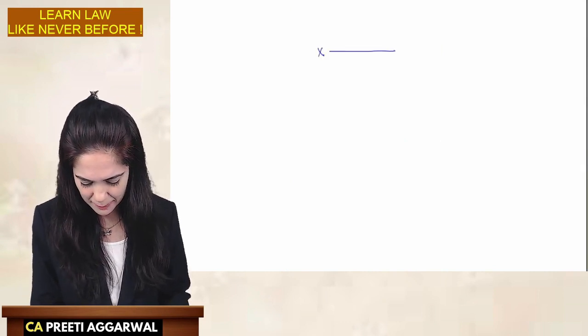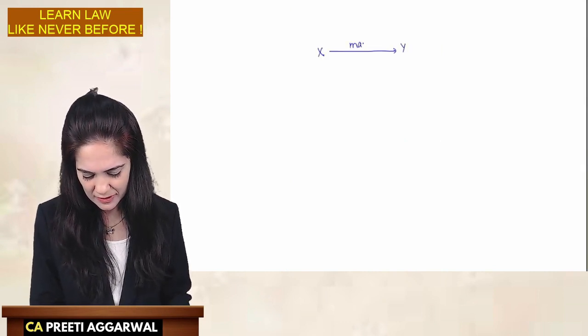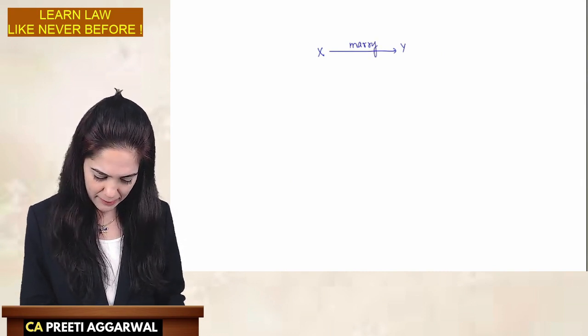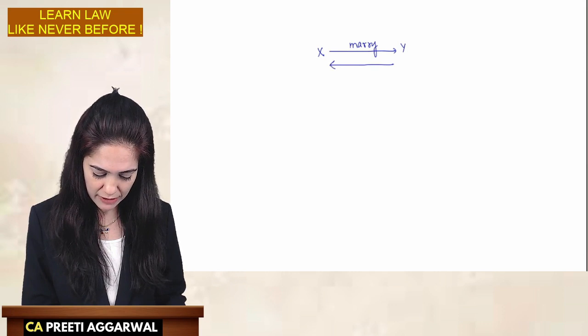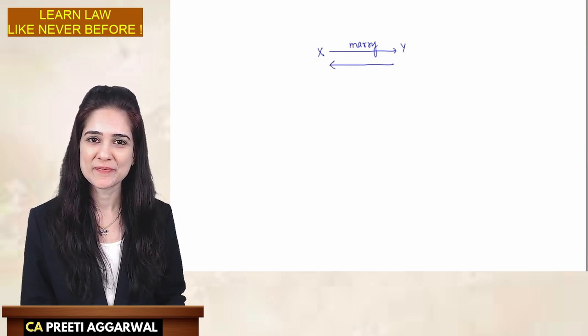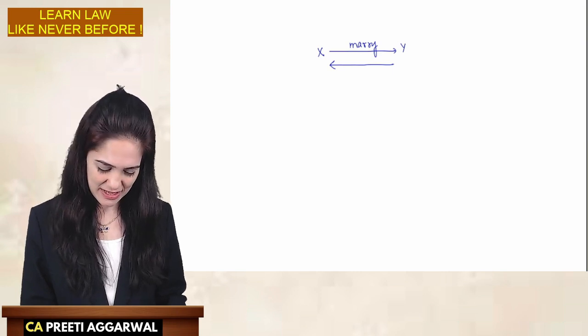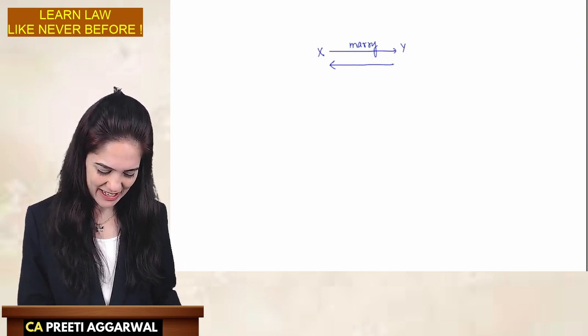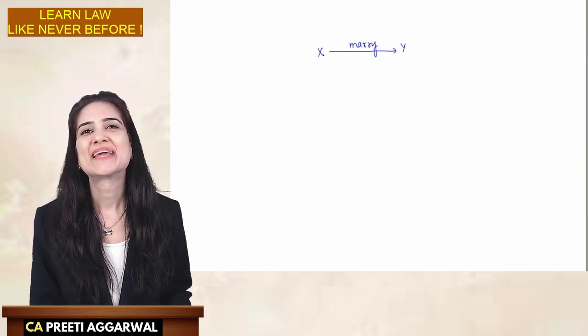X proposed marriage to Y. "Will you marry me? And if you don't reply by today evening 5 o'clock, I will assume that you have accepted my offer." Can I also make a variation? Yes, we had discussed this. Do you remember? Okay. Can I also make a variation in this?